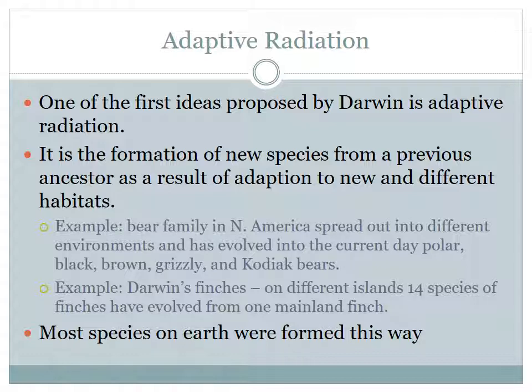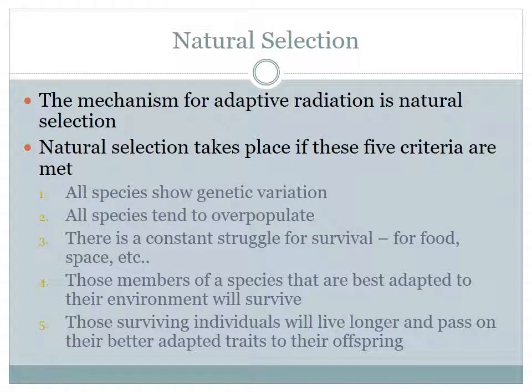They had that common ancestor and then they went in different directions. Most species on Earth were formed this way. And so as we talk about zoology and the different phyla, we're going to be taking a look at how they had a common ancestor to the phyla before them, or what's similar to the phylum before them, that they built off of, that they adapted from. The mechanism for adaptive radiation is natural selection.